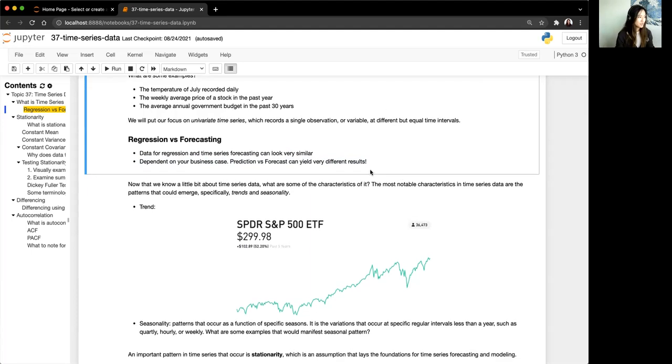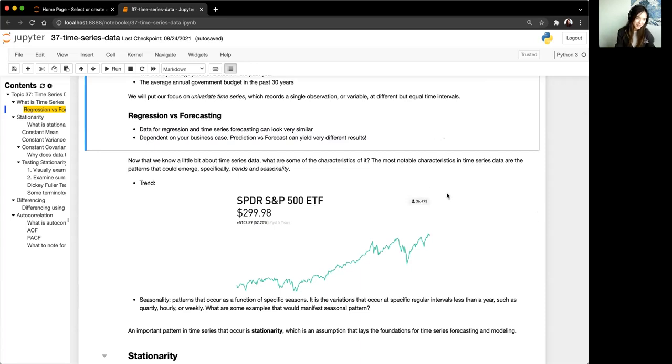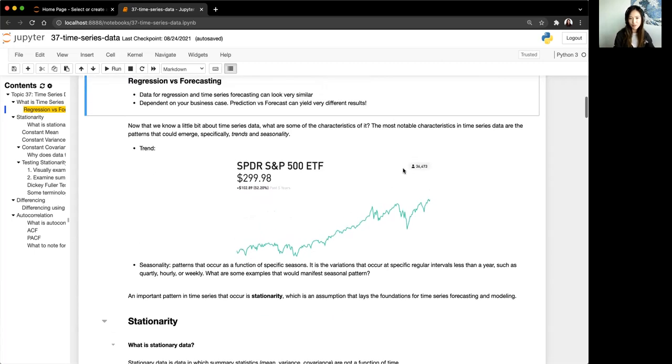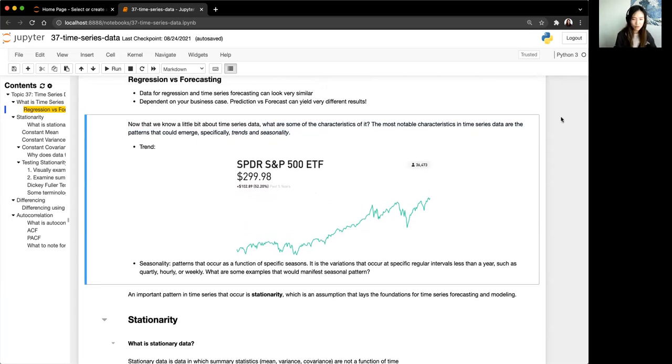Okay. So now that we know a little bit about time series data, what are some characteristics? The main two things that we want to look at with regards to time series data are trends and seasonality, and both kind of give you a sense of the patterns that emerge in your data. So first, trend, overall movement of your data. Is there an upward trend? So in this example of the ETF of S&P over the past 5 years, there's kind of like an overall upward trend, and that is something that you want to note.